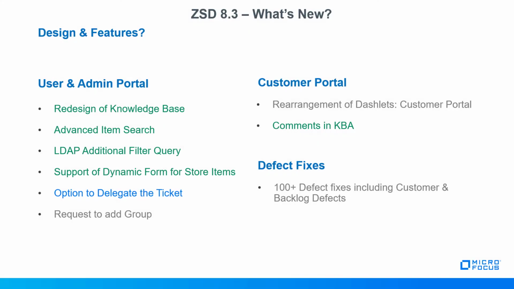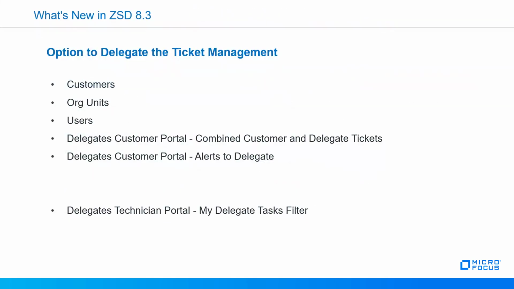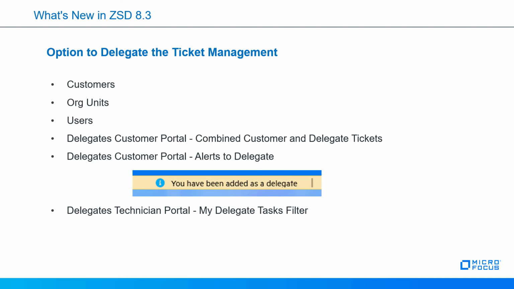Next is the Delegate option, which is a new role in version 8.3. It will allow another individual to manage a customer's ticket via proxy. You can assign delegates to customers and/or organizational units. These delegates get promoted as a pseudo technician so that they can manage those customers' tickets. We'll look at the customer portal and technician portal on how the delegate responsibilities flow. An alert will occur on the delegate's customer portal indicating they have been added to an assignment as a delegate.